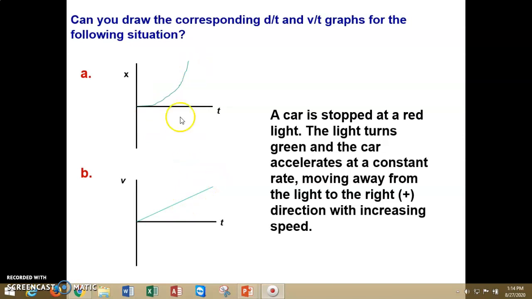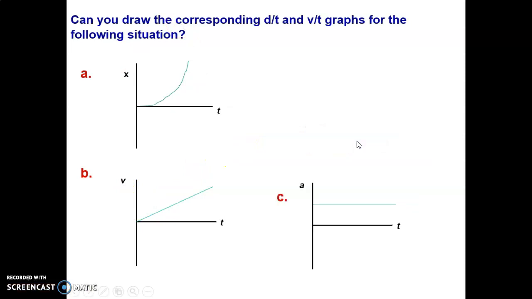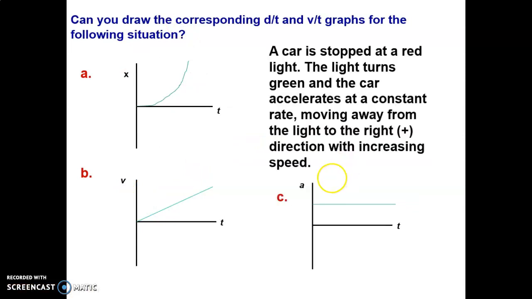Here's the thing. These two graphs are connected. They're telling the same story about this car. And you may be asked to draw these graphs. That's a thing. This would be the acceleration time graph. These are the three types of graphs that you will see in this course. DT, VT, and AT.